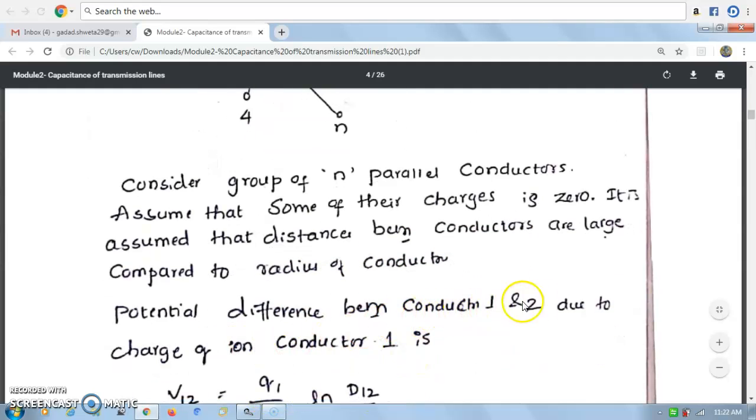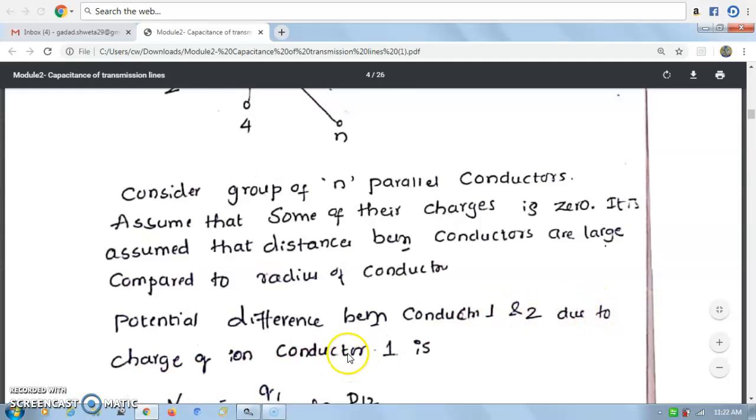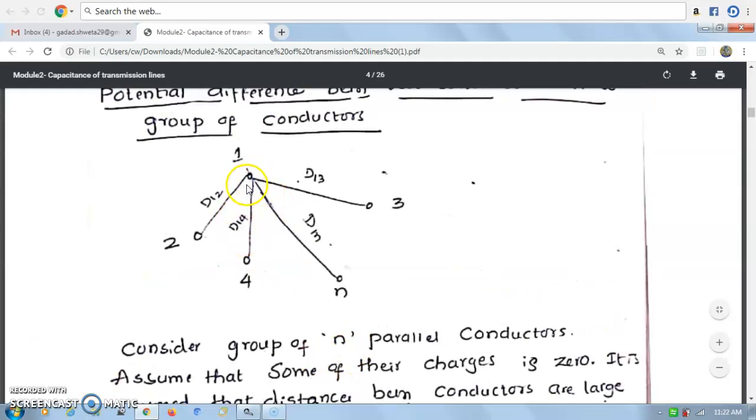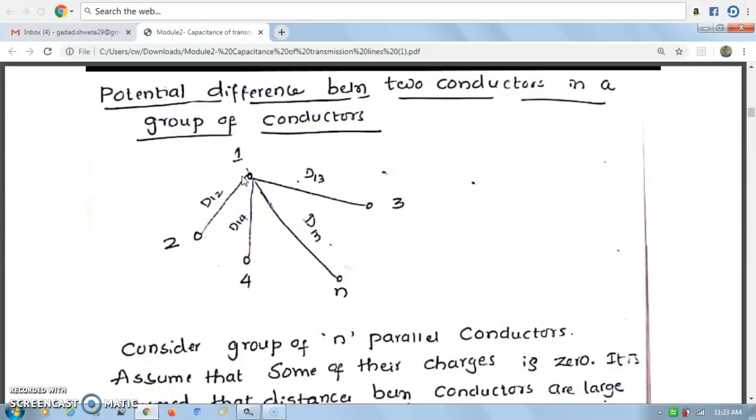Therefore, the potential difference between conductor 1 and 2 due to the charge on conductor 1. See here, charge 1 is the reference, then charge 2, charge 3, and we write the distances from 1 to 2, from the first charge 1 to 2, 1 to 3, 1 to 4, up to 1 to n. The potential difference between 1 and 2 due to the first charge is Q divided by 2 pi epsilon, which is common, times ln of the distance between them, D12, divided by the radius of the first conductor.